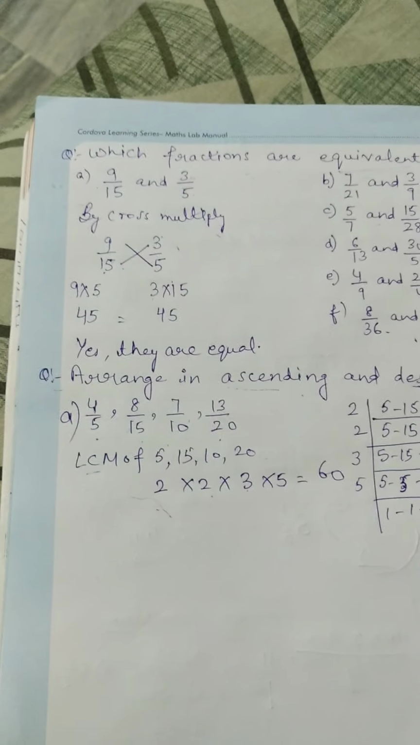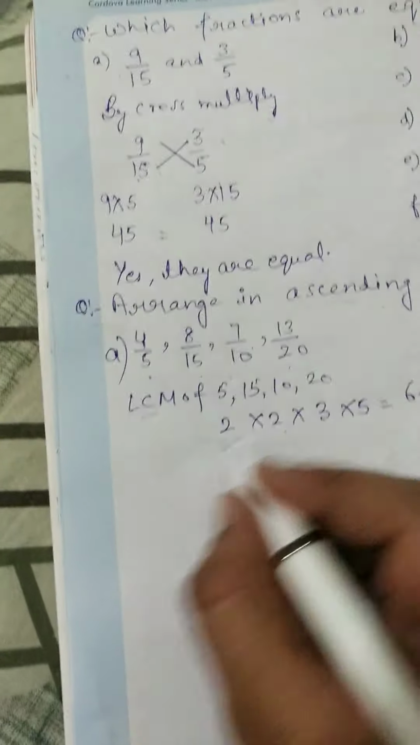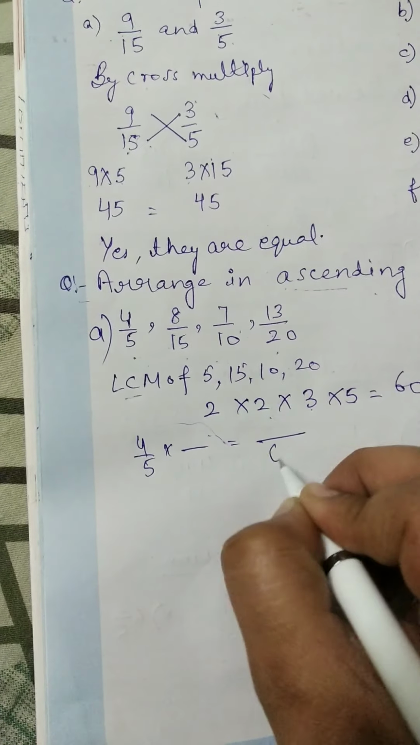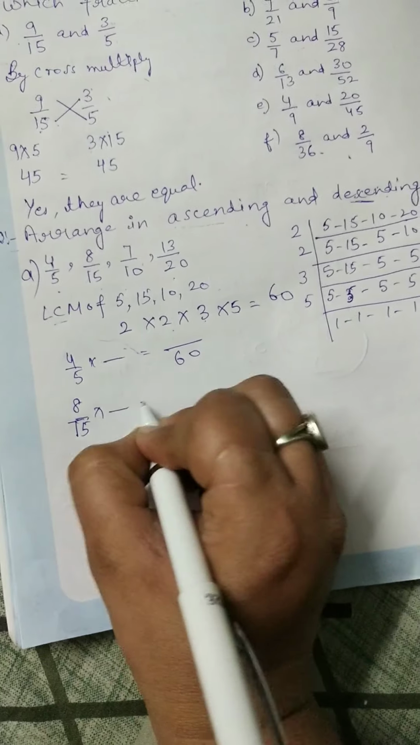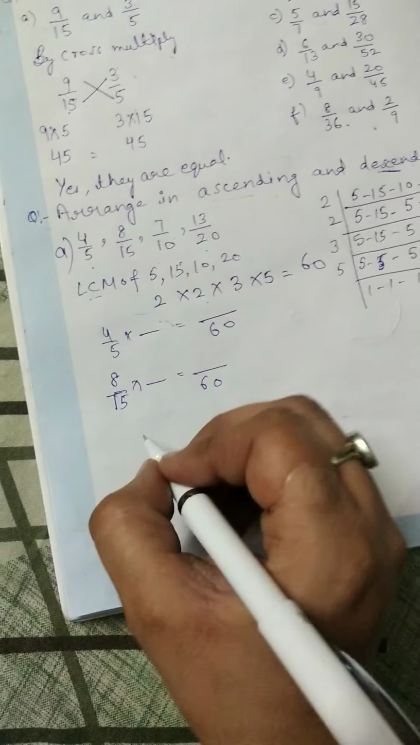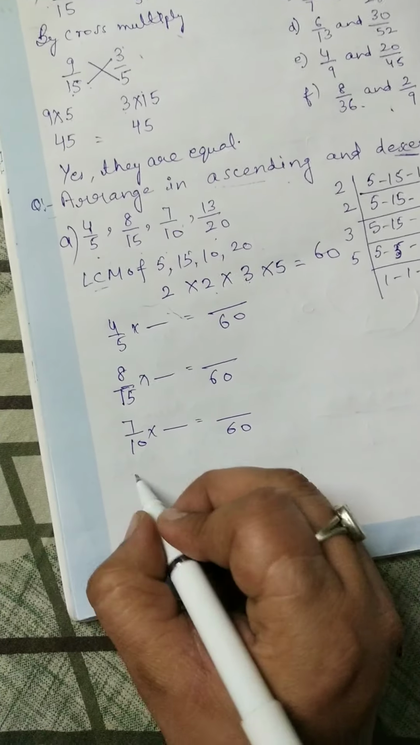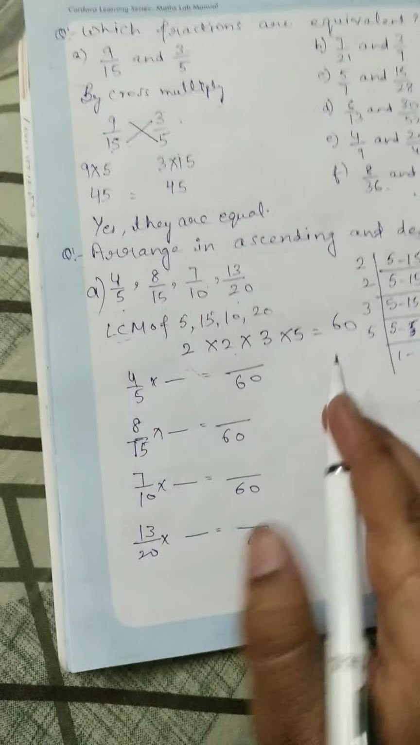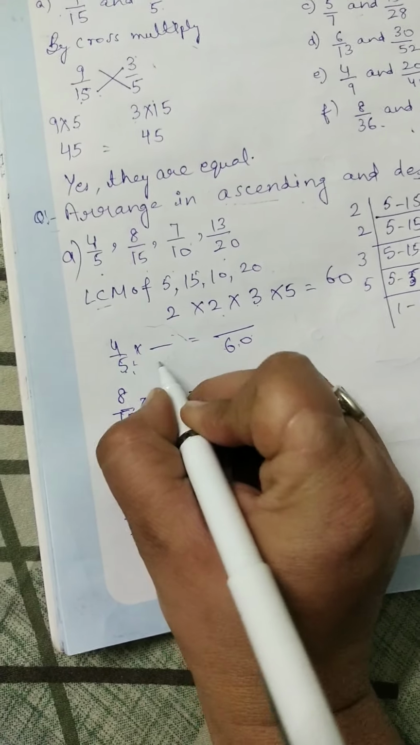Now all these 4 fractions, we will convert into the same denominator. How will you convert? 4 upon 5 with denominator 60. 8 upon 15 with 60. 7 upon 10 with 60. 13 upon 20 with 60. Now how will you do? See, 60 divide by 5. 60 divide by 5, 12.